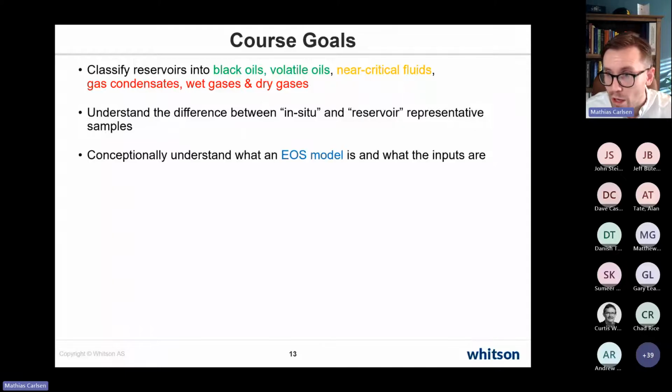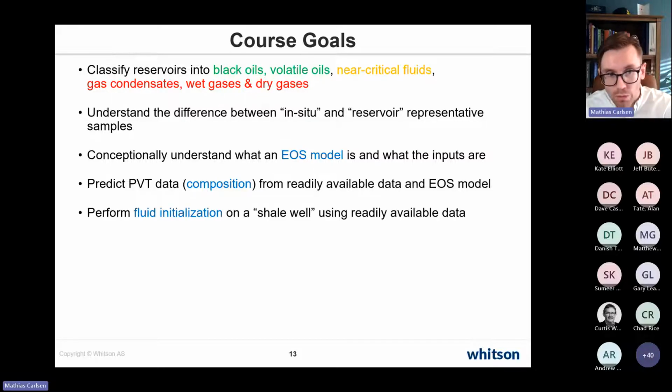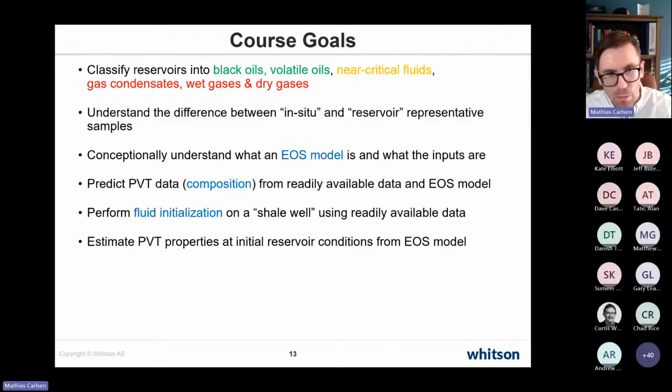We would like to conceptually understand what an equation of state is and what the inputs are. We're going to try to predict PVT data or a composition using readily available data, such as the producing GOR or liquid API gravity, etc., and an equation of state model. We're going to perform fluid initializations on a shale well using readily available data. And this is what most of the day-to-day Whitson Plus users are doing on a well-by-well basis all the time. So that's going to be a big focus of the course. And then we're going to estimate PVT properties from that.